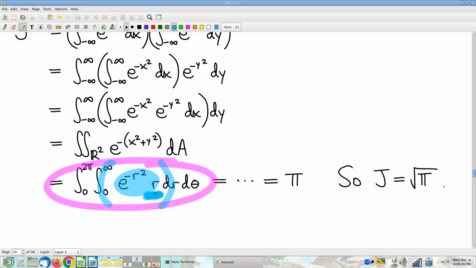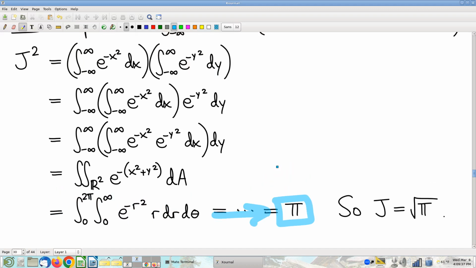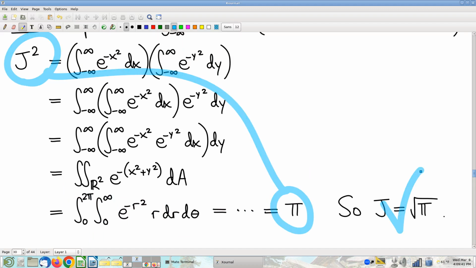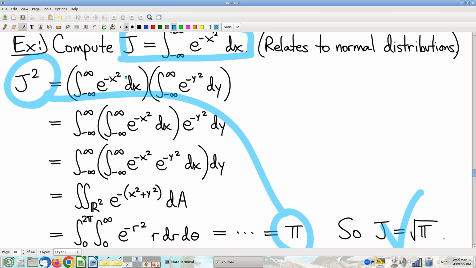There's three or four steps, right? But it's totally doable, and y'all can work that out. It's a nice calculation, and the answer is pi. Don't forget what we were computing there was actually J squared. That was pi. That makes J the square root of pi. So very, very clever. This is the only method that I'm aware of for computing this very important integral. Very clever move.